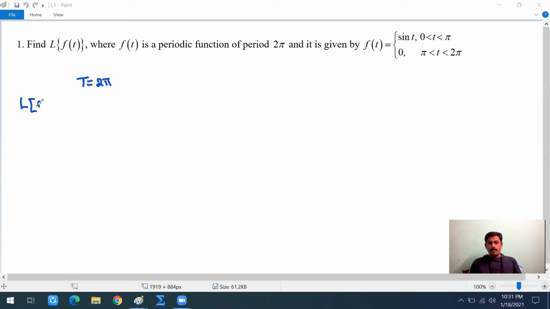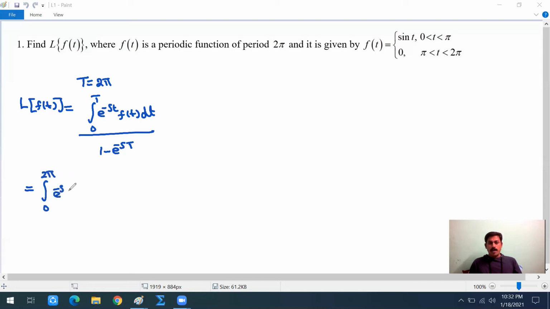To find the Laplace transform of the periodic function, we know the formula: integral 0 to T e power minus st f of t dt, whole thing divided by 1 minus e power minus sT. Here our capital T value was 2 pi. We'll substitute here integral 0 to 2 pi e power minus st f of t dt, divided by 1 minus e power minus s into 2 pi, as the T value.